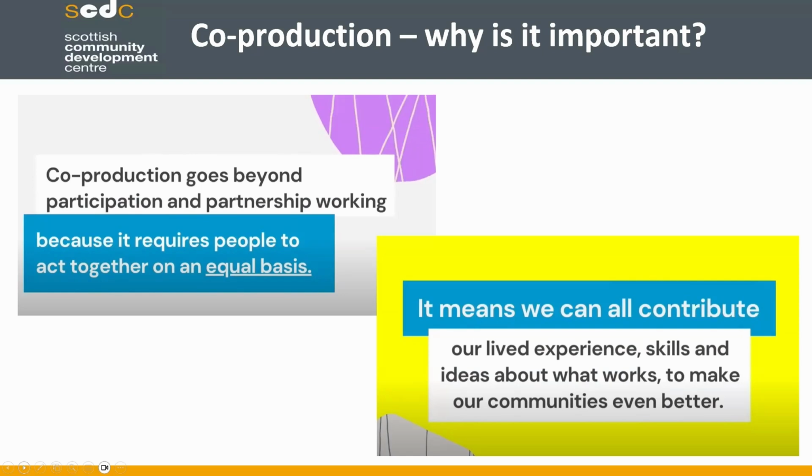Because we all have skills, whether those are skills through learning or skills and knowledge through experience, lived and living experience as well. And it means that we can all contribute our experiences, our skills and our ideas to make our communities even better. So it's that positive drive behind it that makes co-production so important. It's all about that improvement. It's about continual learning. It's about how do we make things the best that they possibly can be.